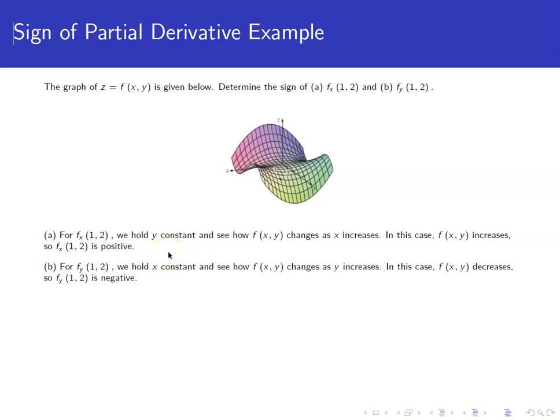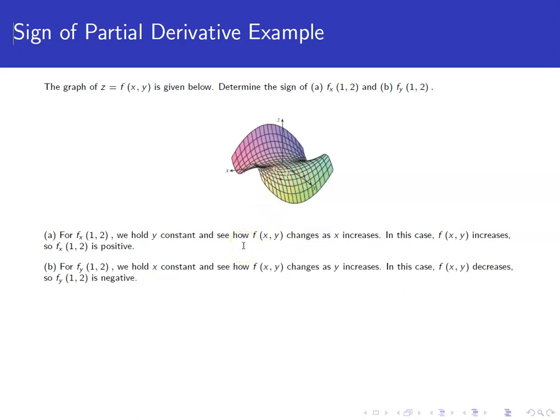In this video, we're going to look at a graph of a function and determine the signs of the partial derivatives at a particular point. So they give us the graph of a function z equals f of x, y in the picture, and we want to determine the first partials with respect to x and with respect to y at the point (1, 2), which is this left dot here, this left pink dot.